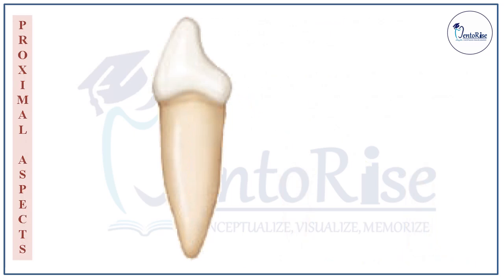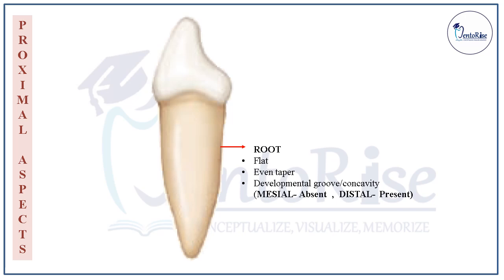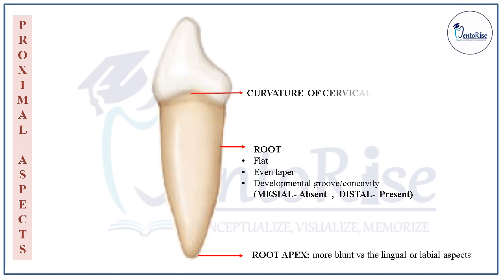Overall, if we talk about the proximal aspects collectively, the root on the mesial and the distal aspects is flat, has even taper, and the root apex is more blunt compared to the lingual or the labial aspects. However, if we compare the mesial and the distal aspects, then the curvature of cervical line is more on the mesial aspect than that of the distal aspect. Also, the developmental groove or concavity is absent in the root on the mesial aspect but is present on the root on the distal aspect.